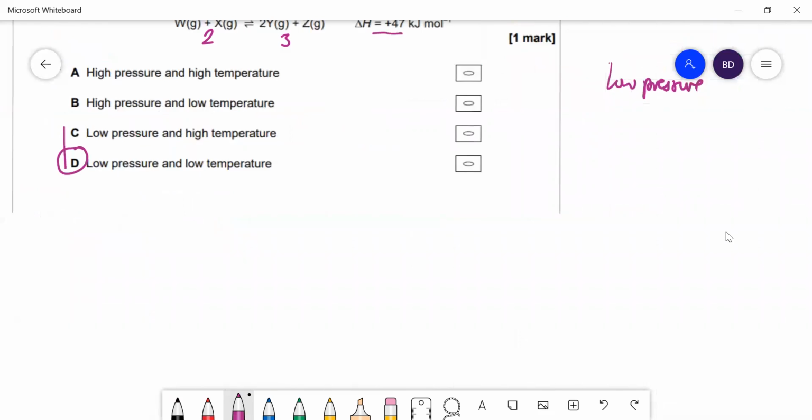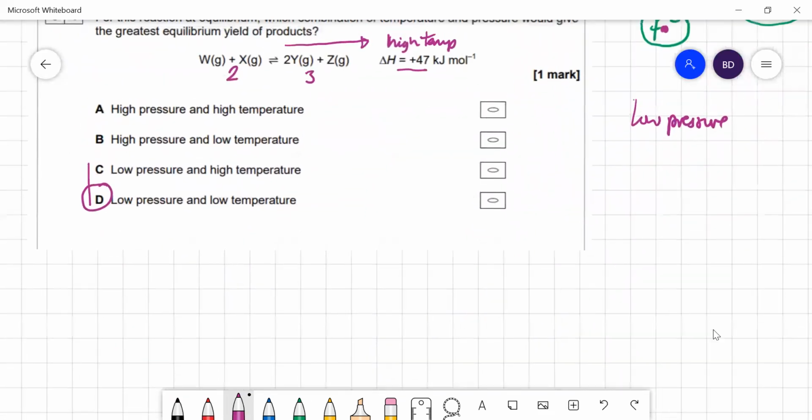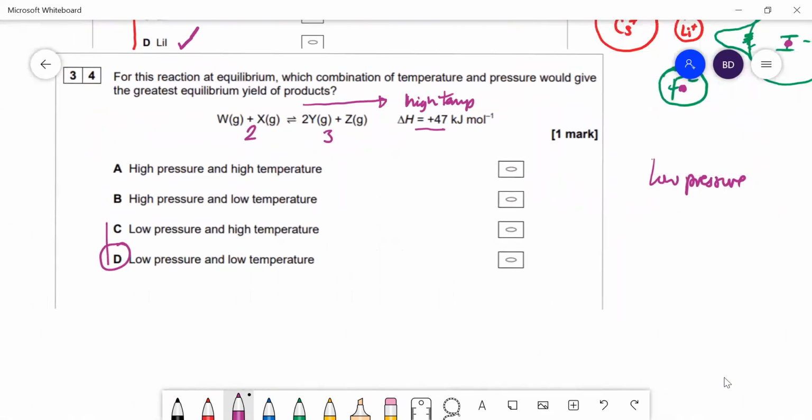Right, now I think that is the last question. Yes, it is. So that's the end of that paper.